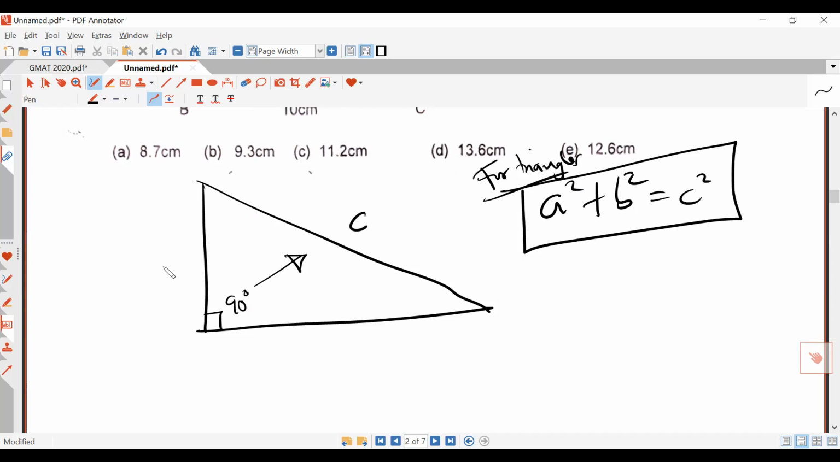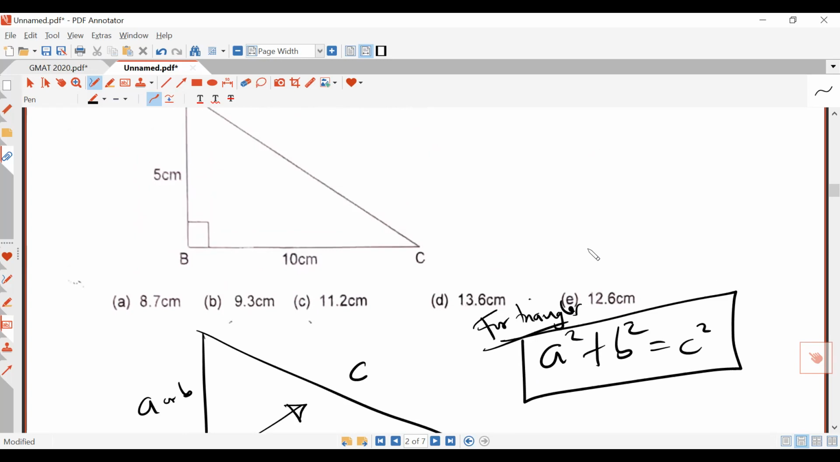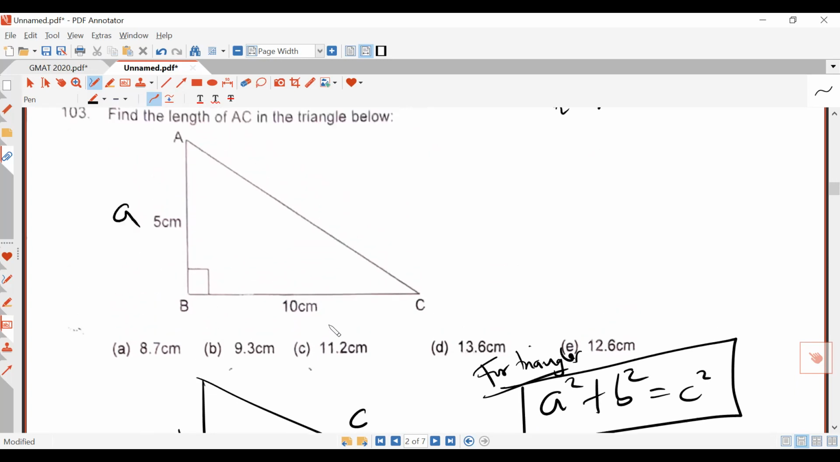So this one can be interchanged. You can either call this one A or B, but not repeat. Now, a question is here. If this is A, this will be B, this will be C. So what is it?